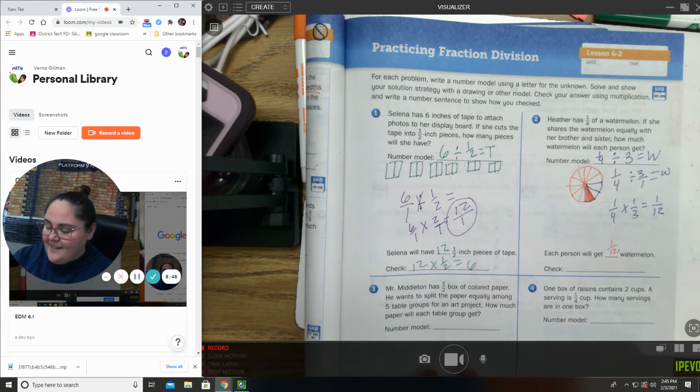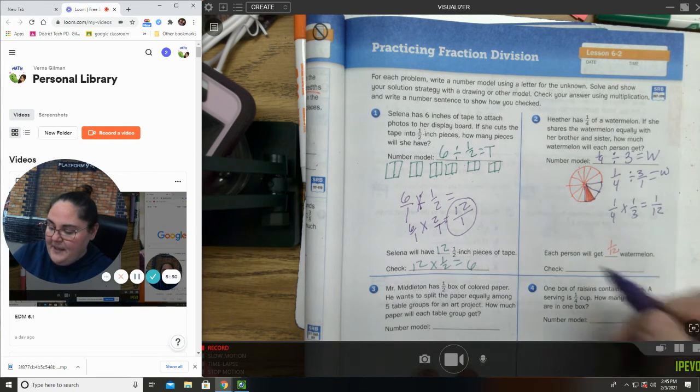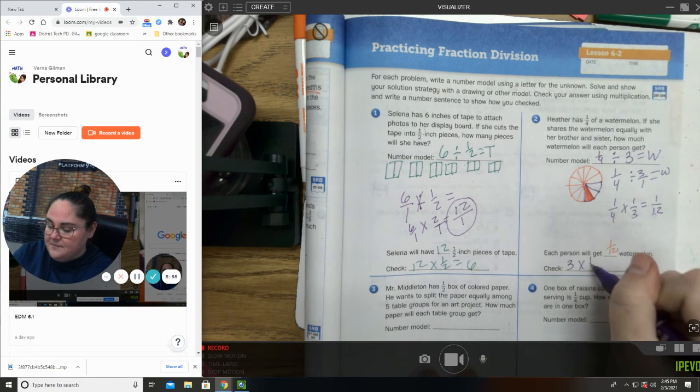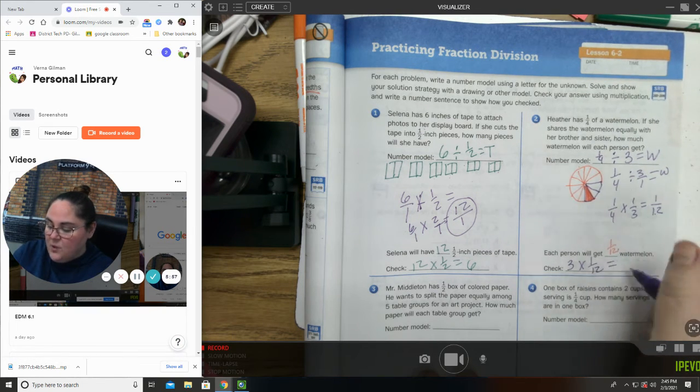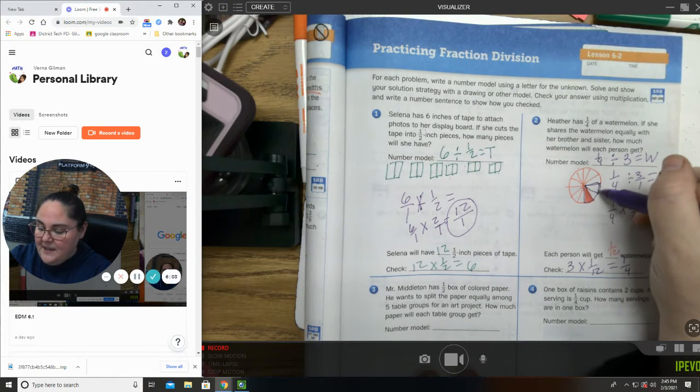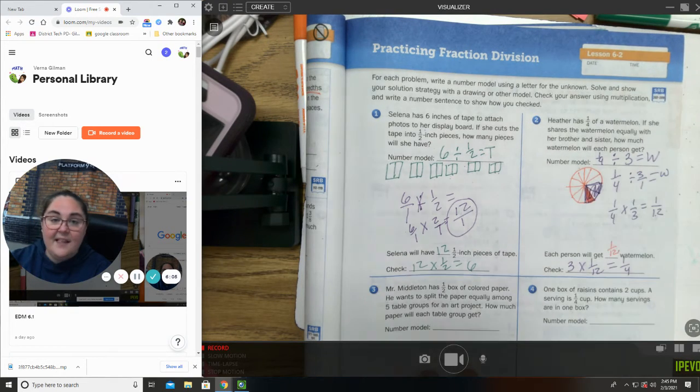All right, and finally, the way that we check this is we're going to multiply 3 times 1/12 equals 1/4. Because if I have 3 of these pieces right here, that is 1/4 of my whole. That's a good way to check, right?